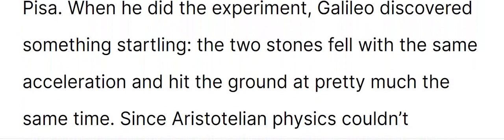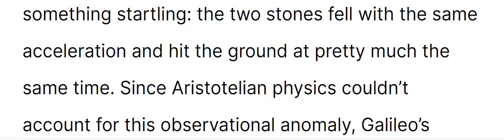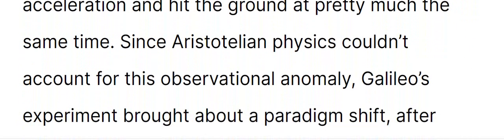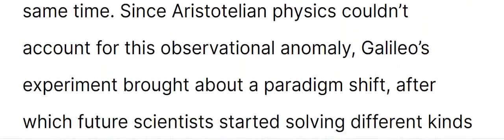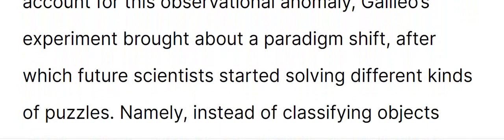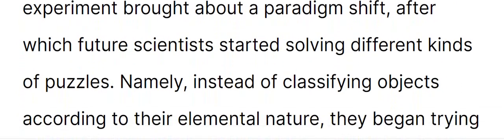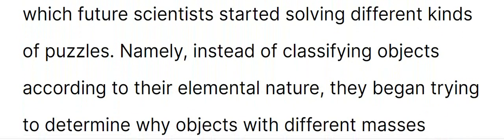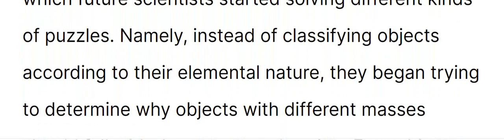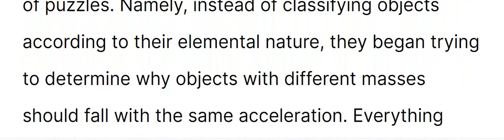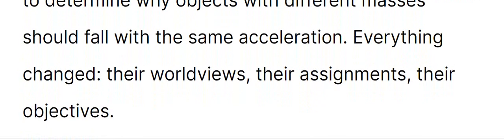Since Aristotelian physics couldn't account for this observational anomaly, Galileo's experiment brought about a paradigm shift, after which future scientists started solving different kinds of puzzles. Namely, instead of classifying objects according to their elemental nature, they began trying to determine why objects with different masses should fall with the same acceleration. Everything changed: their worldviews, their assignments, their objectives.